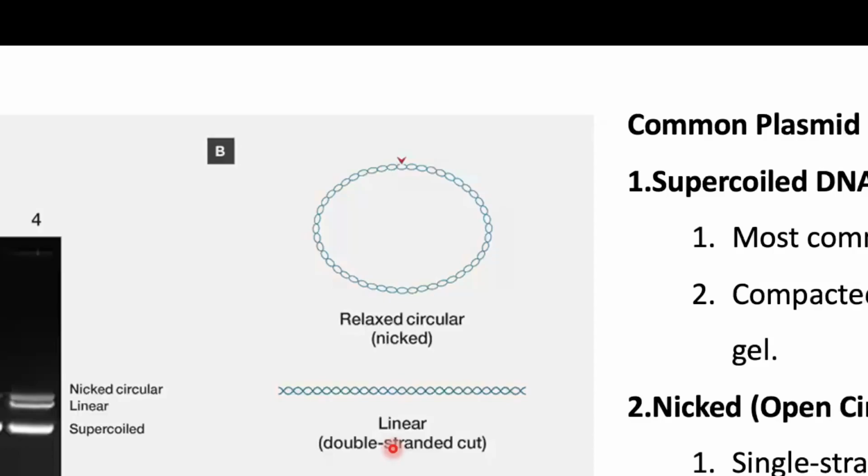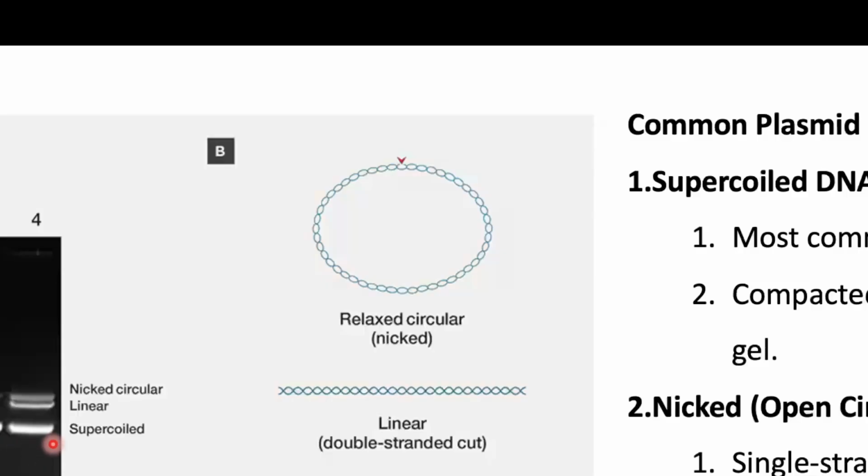Now when the plasmid is cut and linearized, it faces less resistance. So it is moving faster than the nicked or circular DNA. Then we have supercoiled DNA. Supercoiled DNA has larger degrees of freedom. That is how it is moving fastest. So it can move through the pores in the agarose faster and therefore appears as the lowest band.